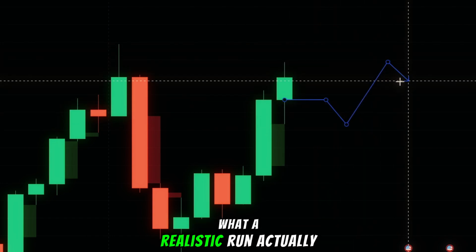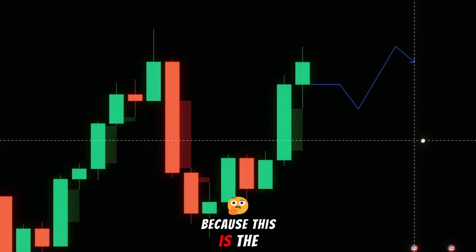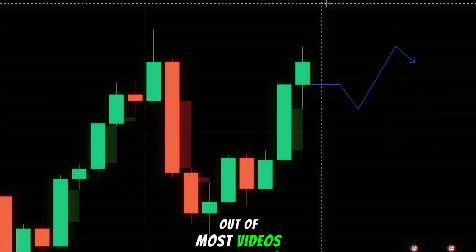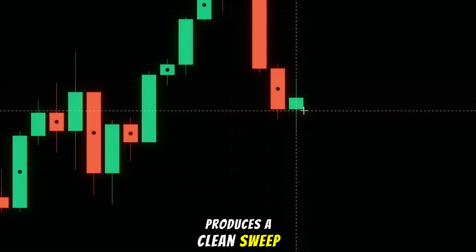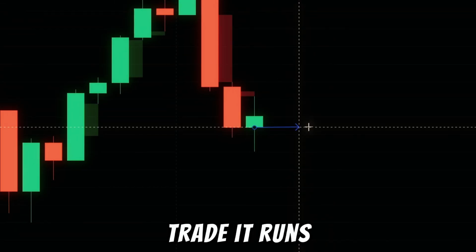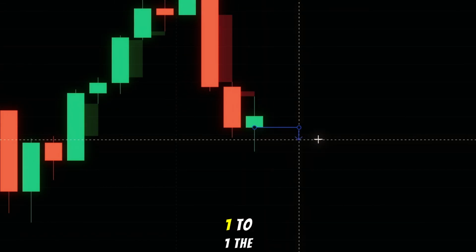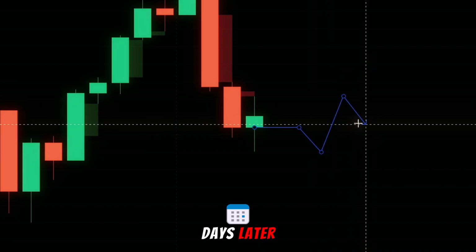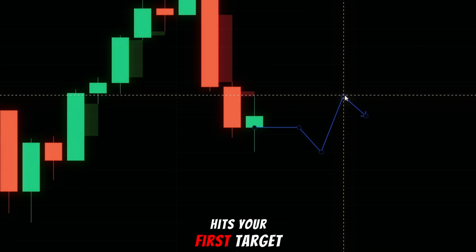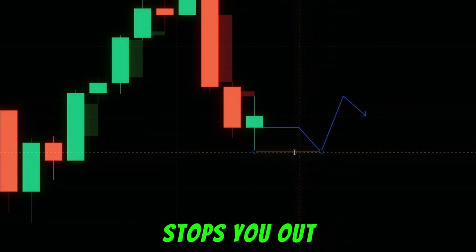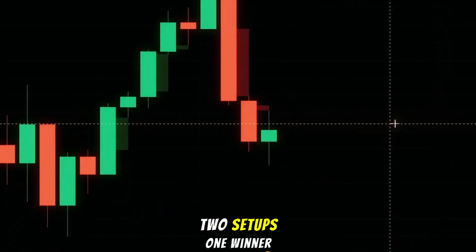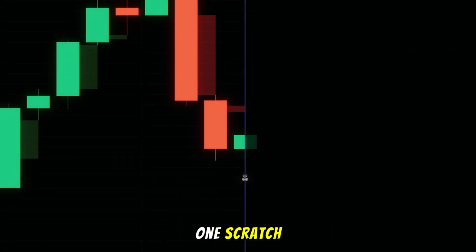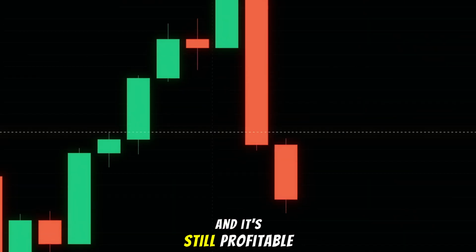Let me show you what a realistic run actually looks like, because this is the part that gets edited out of most videos. On a trending pair, you might mark 4 red candles before one of them produces a clean sweep. You take the trade, it runs. You bank half at 1-to-1. The next setup forms 2 days later. It also triggers, it hits your first target, and then it turns around and stops you out on the runner. That second trade is a break-even, not a loss, purely because you took half off. 2 setups, 1 winner, 1 scratch. That's a normal week, and it's still profitable.